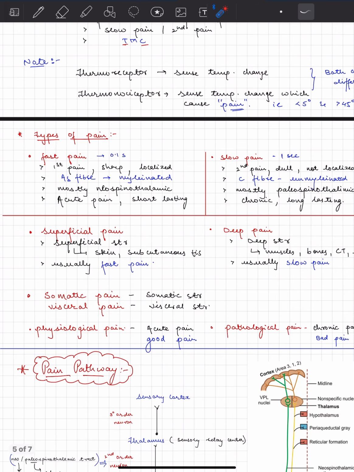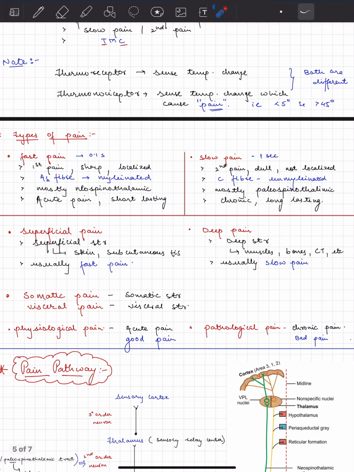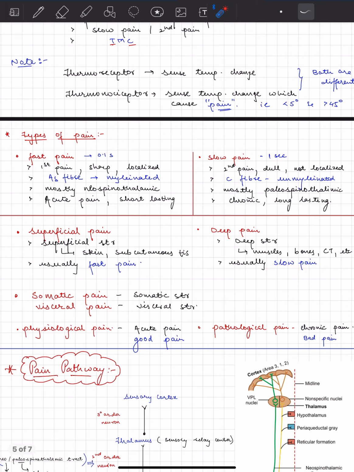Other types of pain are superficial pain, which comes from superficial structures like skin and subcutaneous tissue. Superficial pain is usually fast pain. Deep pain comes from deep structures like muscles, bone, connective tissue, and viscera. Usually it is slow pain. Other types are somatic pain and visceral pain. The pain which arises from somatic structures is somatic pain. The pain which arises from visceral structures is visceral pain.